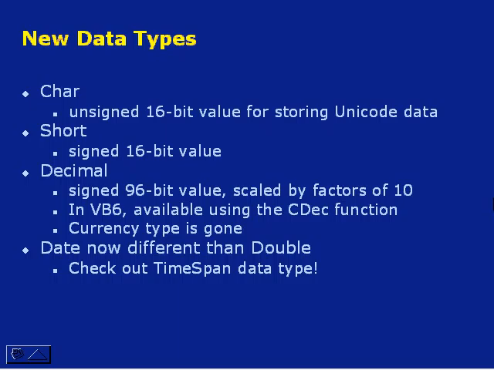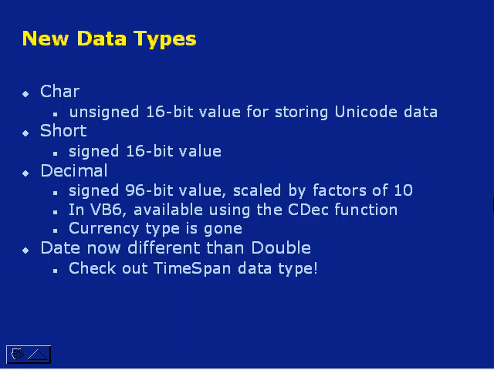We now have a short data type, which is a signed 16-bit value. This corresponds to VB6's integer value. In the .NET platform, integers are 32 bits, longs are 64 bits, and if you do need a 16-bit value, you can use a short to contain that value.